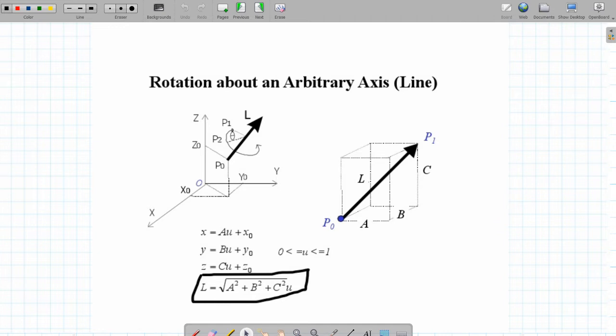Root under a square plus b square plus c square. In other words, you can say that this length from P0 to P1 is defined by this value. This is a simple geometric phenomenon. If you give it some thought, you can understand it. So this distance is basically root over a square plus b square plus c square.